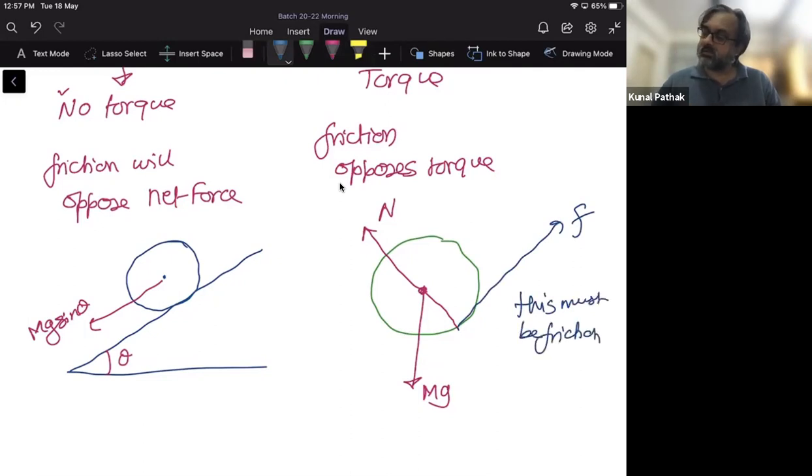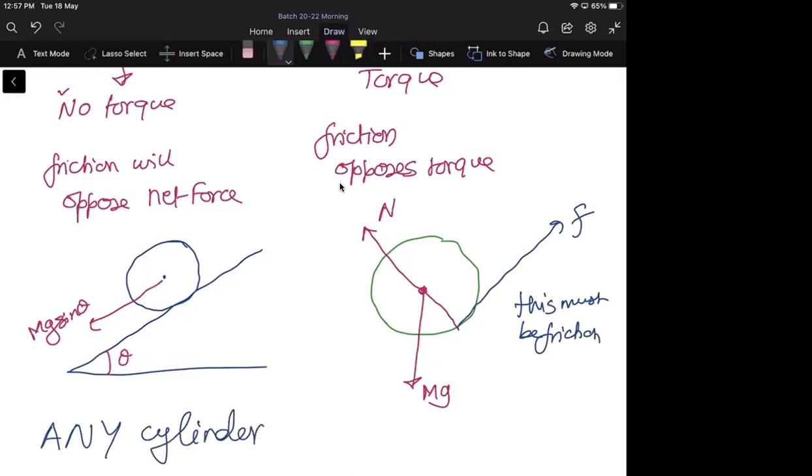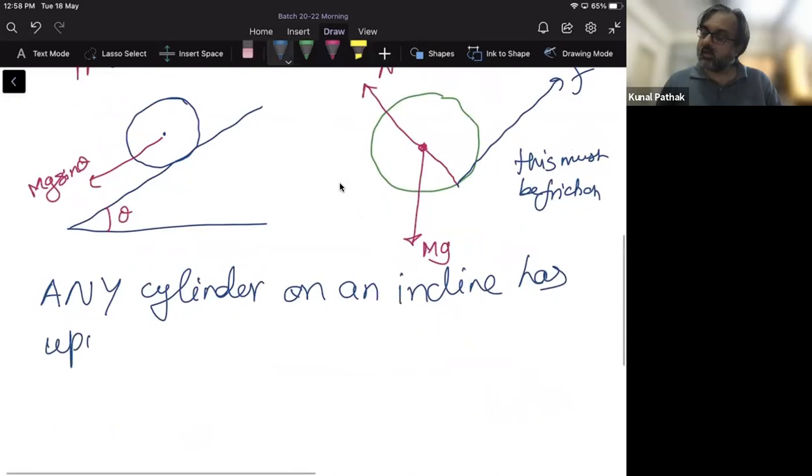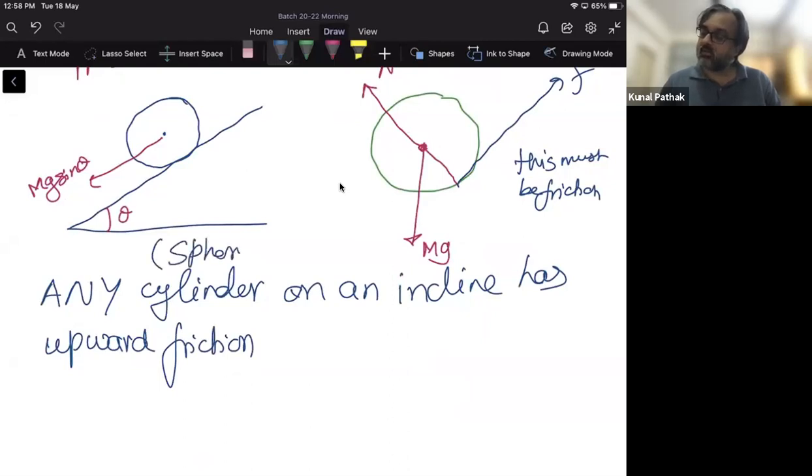In fact, any cylinder on an incline has upward friction. Cylinder or sphere or whatever you want. If it is on an incline, it will always have an upward friction.